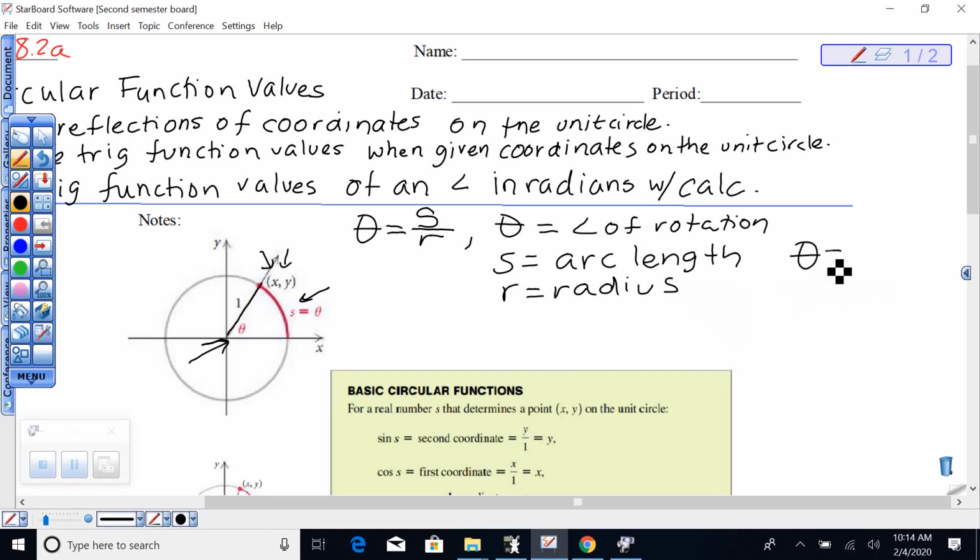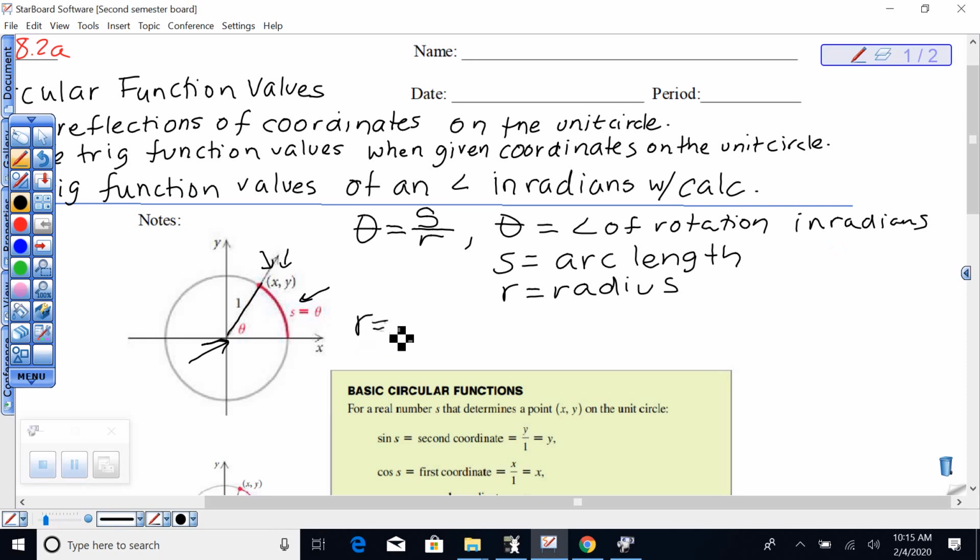So let's put in radians right here. It will not be in degrees. If it were in degrees, then we would have to consider the circumference in terms of 360 degrees instead of in radians.